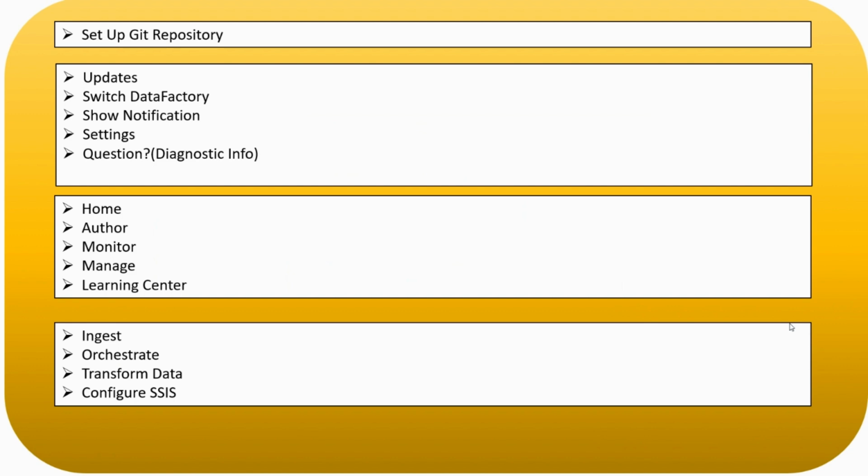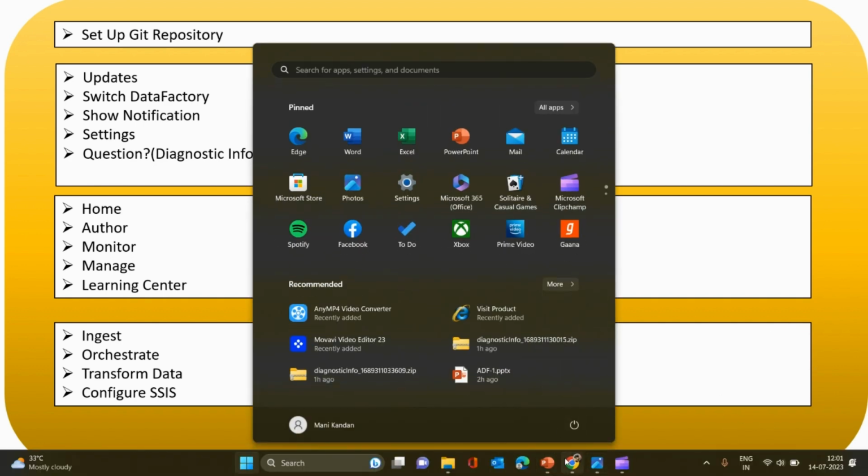First thing is we are going to see how to set up a Git repository, and how we will attach our Azure Data Factory to a Git repo. Next, we will see a few other options given by Microsoft, like if any releases come, how they are communicating through Azure Data Factory Studio. We also have a switch data factory option and a settings option that will help us. These are all the things we are going to see in today's class. So without wasting much time, let's get directly into Azure Data Factory Studio.